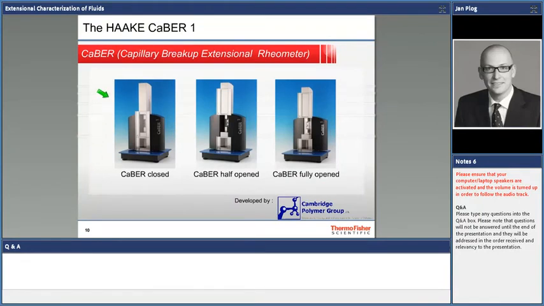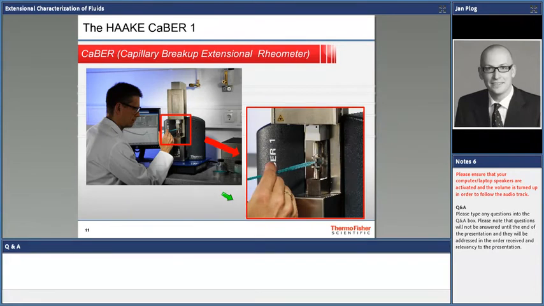So how can we now test the extensional behavior of fluids? We do that with, as I said already, the CABER, capillary breakup extensional rheometer, that you see here, the unit. It was developed by Cambridge Polymer Group with the help of Professor Entov from Moscow, Russia. And then it was commercialized by us. Here you see how it looks more open. One of my colleagues is filling in sample there with a syringe.